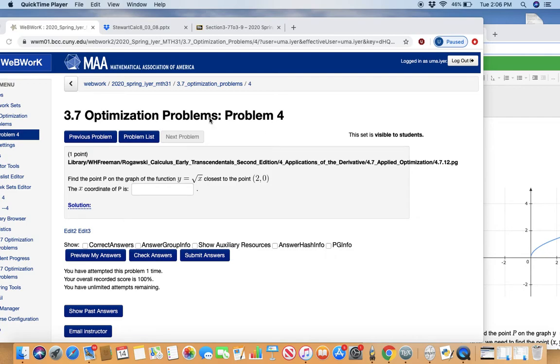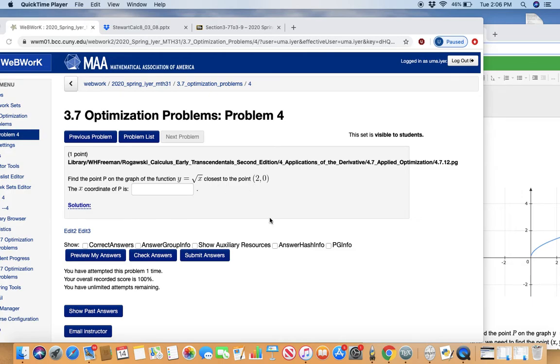Back. This is problem 4, section 3.7. This is the last problem in this section on web work for us. Find the point P on the graph of the function y equals square root x closest to the point (2, 0). Okay, we have seen a problem similar to this.